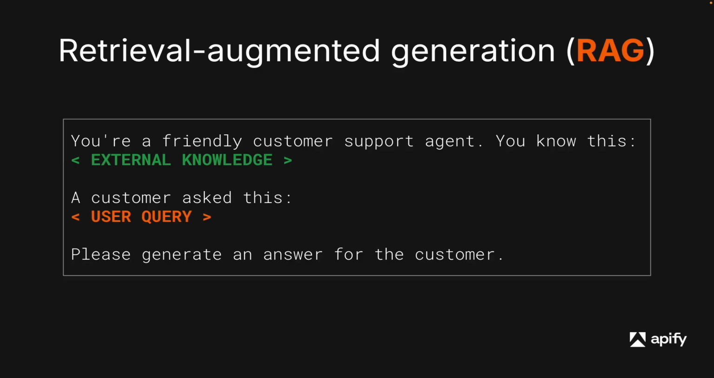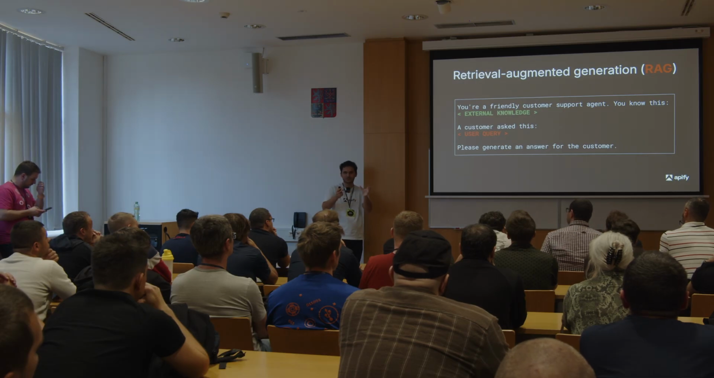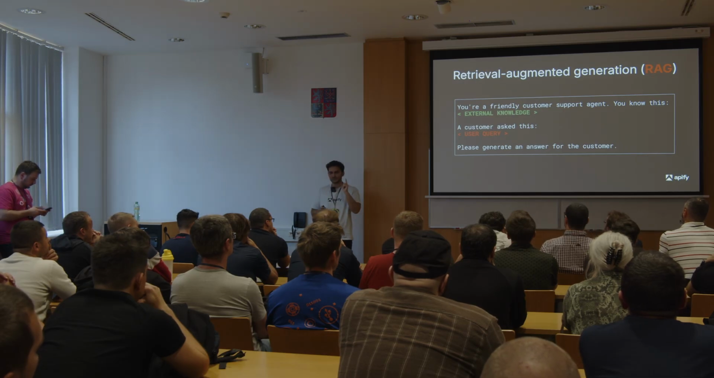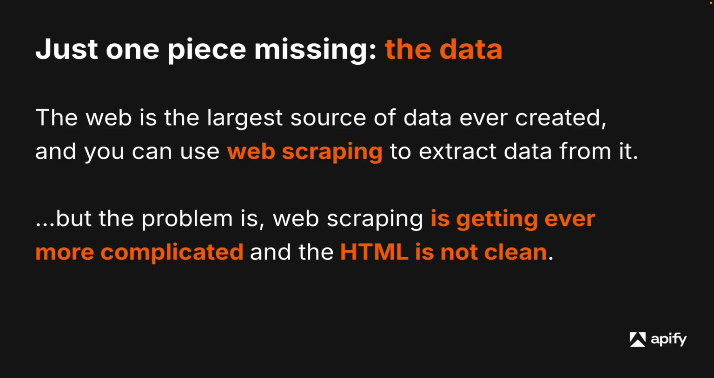Well, now we have the LLM, and we have a system to feed the LLM relevant context. We are just missing one thing: the data. And the web is the biggest open source data source out there. We can use web scraping to scrape data from it. But the issue is web scraping is getting more and more complicated every passing day.